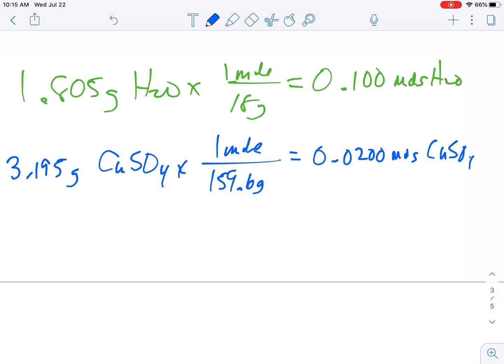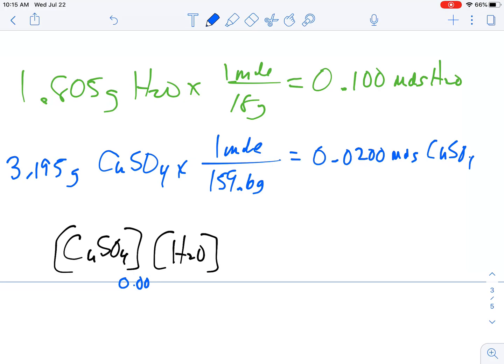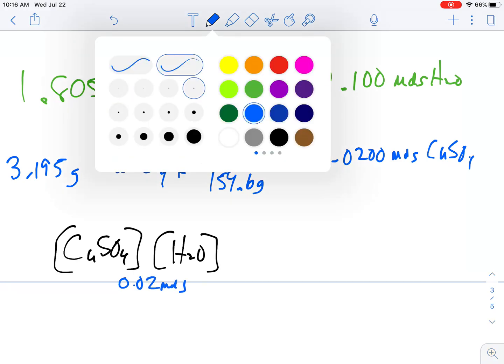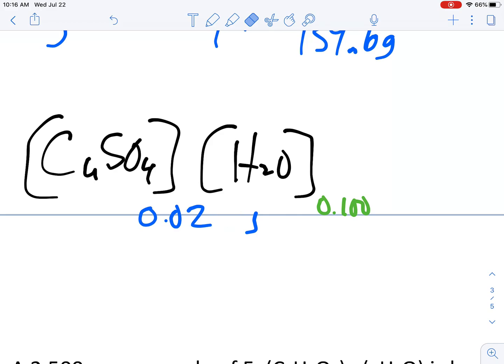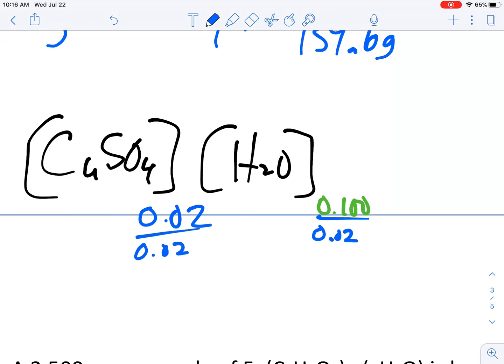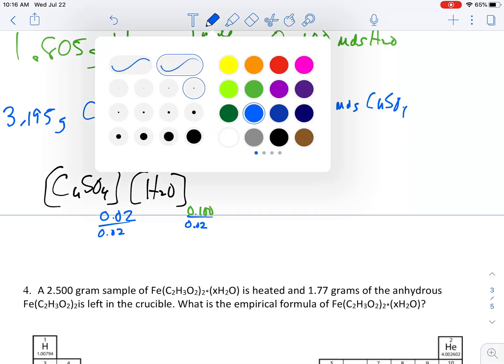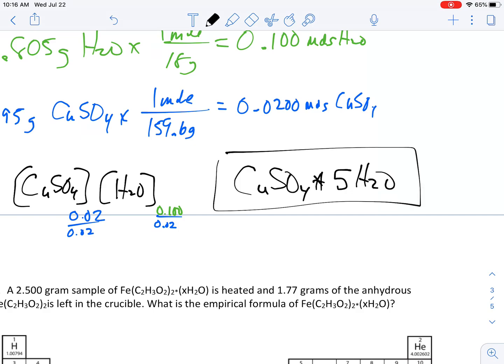0.0200 moles of CuSO4. So now what you have is you have CuSO4, and then you have H2O, and the CuSO4 is 0.02 moles, and the water is 0.1 moles. And so when you get to this point here, all you have to do again is divide by the smaller of the two numbers, which is my 0.02. And then once I do that, you should end up with a 5-to-1 ratio. And so your formula is going to be CuSO4·5H2O. So it's copper(II) sulfate pentahydrate. There are 5 waters that are there.